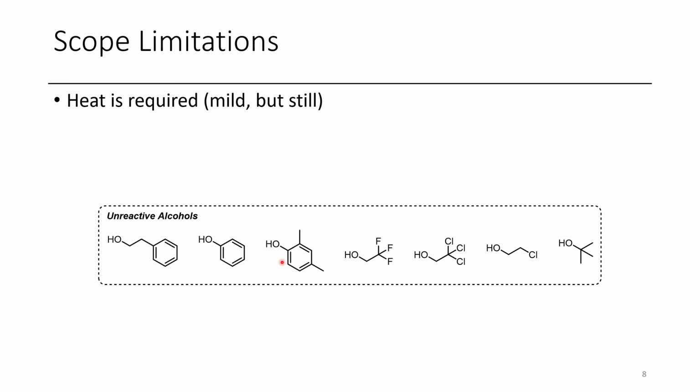You can see that phenols aren't tolerated. This is likely because they're better leaving groups than methanol. Additionally, you can see that very electron deficient alcohols are not sufficiently reactive. So here you can see trifluoroethanol, trichloroethanol, as well as chloroethanol. Finally, tertiary alcohols were also unreactive. But aside from these, the scope was quite good for this chemistry.